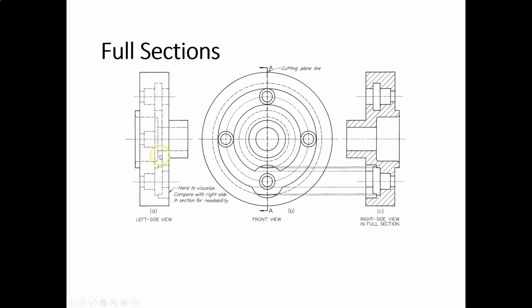And so these hidden lines are the perfect reason why we need to make a section view and to show the full section as it's shown in the right side view over here. Okay, so this is no section view, section view. All right, so that's a full section cutting all the way through a part, creating two halves, so to speak.